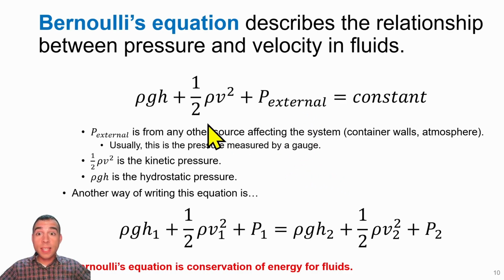Bernoulli's equation says that the sum of each pressure term will always be constant for a closed system. And so another way of rewriting Bernoulli's equation is in the same form that we had energy conservation and momentum conservation for. Bernoulli's equation is essentially a pressure conservation law. And it says that the hydrostatic pressure at one end plus the kinetic pressure at one end plus any external gauge pressure or measured pressure, the sum of all three of those will be equal to the sum of all three of those at another point in a fluid system.